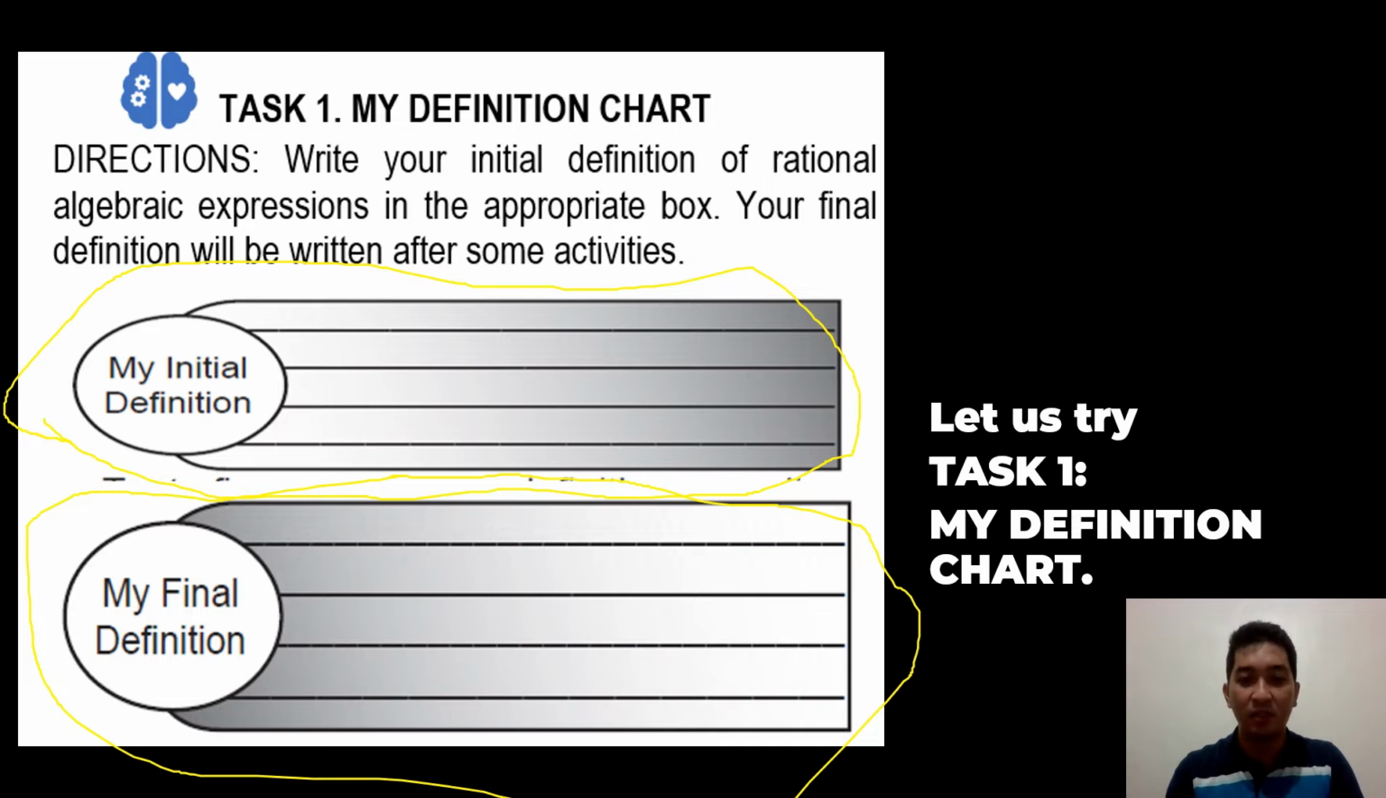Sir, pwede po bang Tagalog? Sige, pwede pong Tagalog. Opo, pwede pong Tagalog. Sir, saan po sasagutan? Dito sa space na ito. Sir, pwede pong sa papel? Dito po sa space na ito sasagutan. Okay? Good.